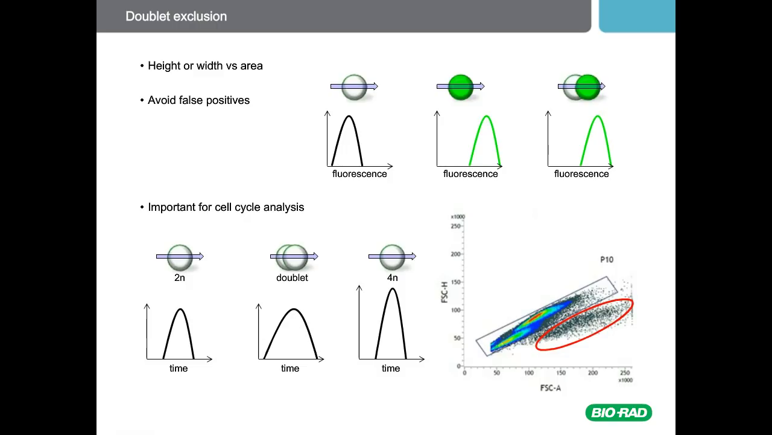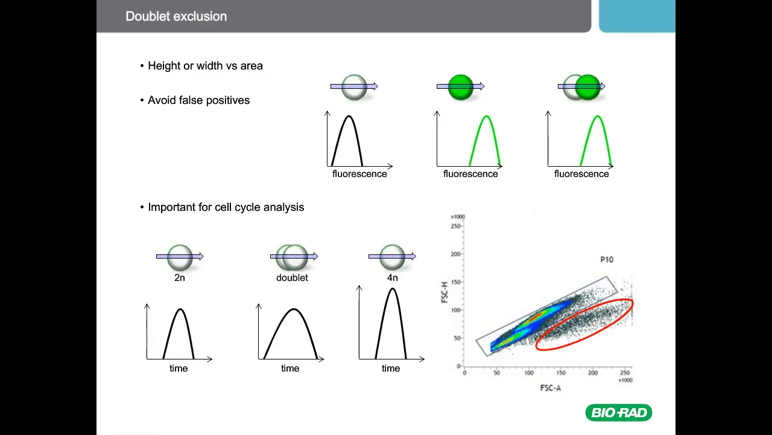Therefore, disproportions between height, width, and area can be used to identify doublets. As can be seen in the dot plot, the doublets, here circled in red, are able to be identified by their increased area compared to single cells and excluded, ensuring only single cells are analysed.